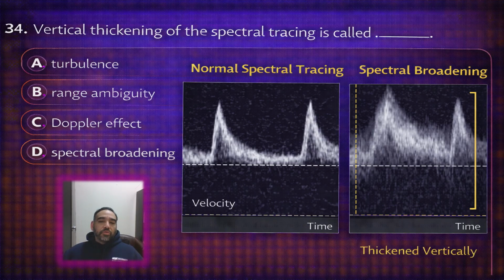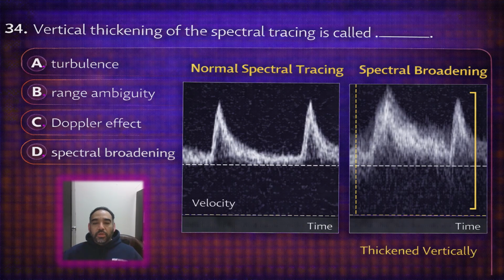Now, why are the other answers incorrect? So A says turbulence. Turbulence can cause spectral broadening, but it is not the name of the waveform appearance itself. Turbulence is equal to chaotic flow. Spectral broadening is how that chaos appears on the tracing. So they're related, but not the same thing.